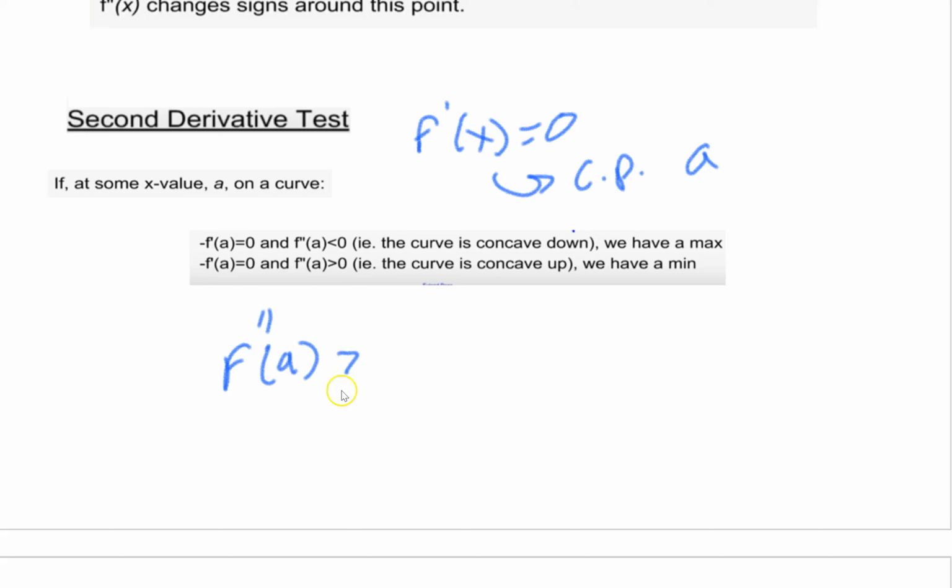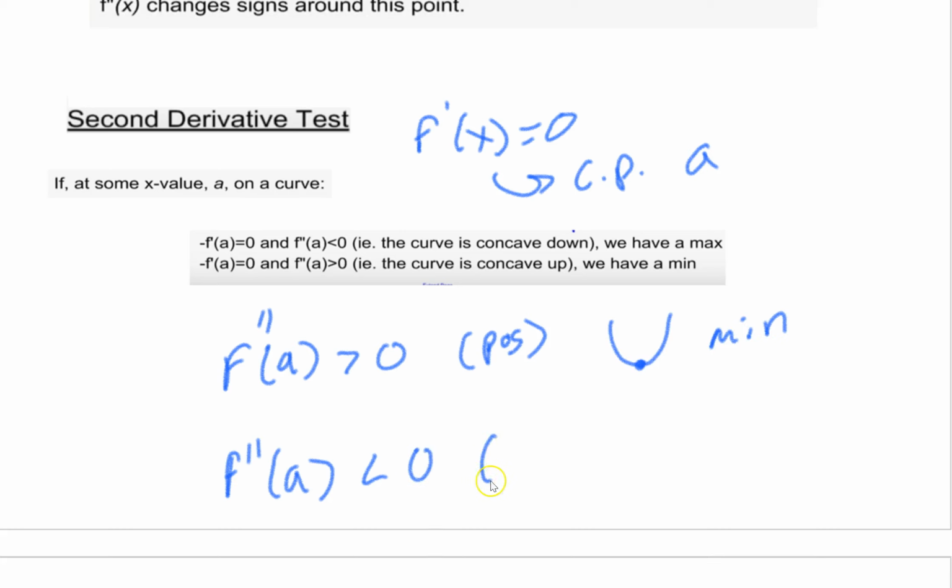And you have two options. It could be positive, which means the second derivative is positive, that's concave up, which means you have a minimum. Or it could be negative. When the second derivative is negative, you're concave down, and that's a maximum. So that's the second derivative test. You find your critical points by setting the derivative equal to 0, that never changes. Once you hit a critical point, you plug into the second derivative. Positive means concave up, so min, lowest point. Negative means concave down, so max.